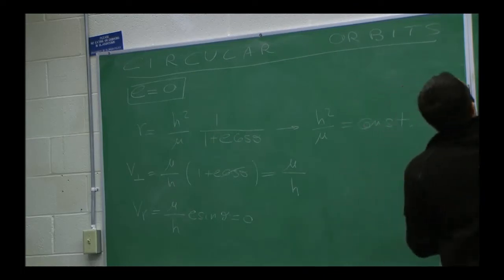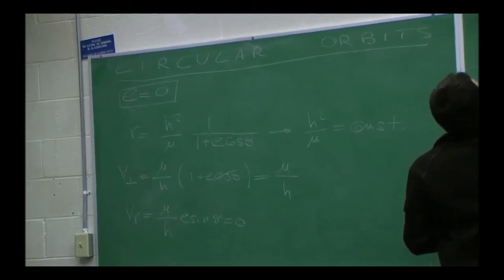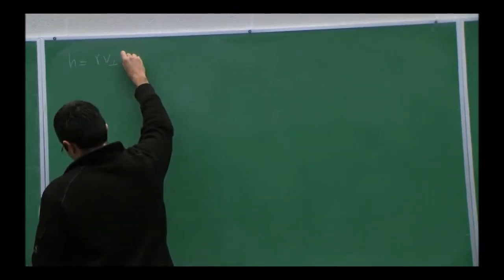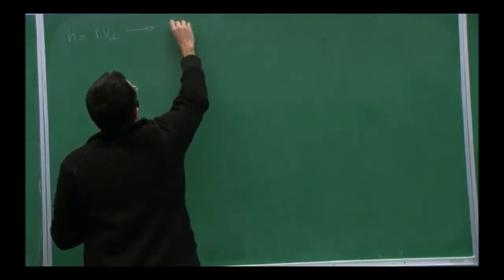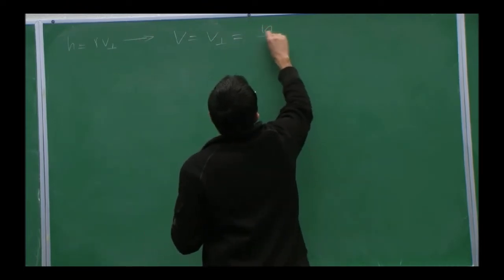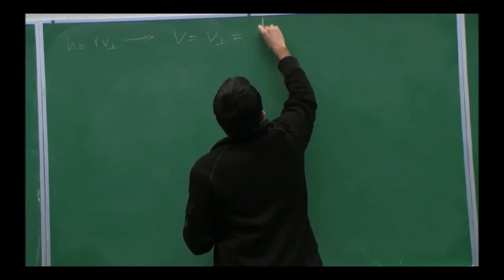From h equals r v perpendicular, what do I want to get here? I want to get my velocity. So v, which is only v perpendicular, is h over r, right?